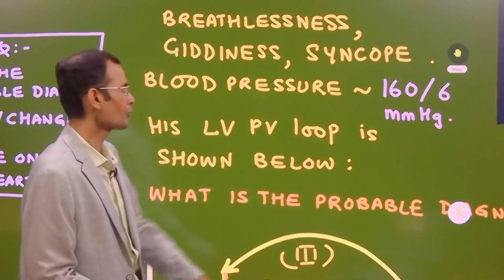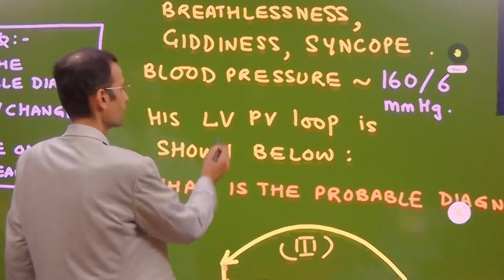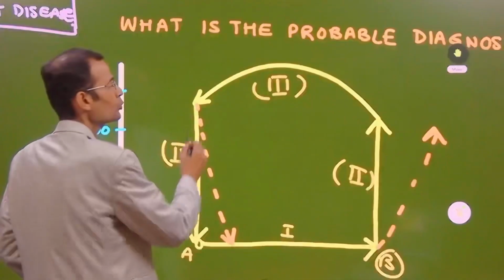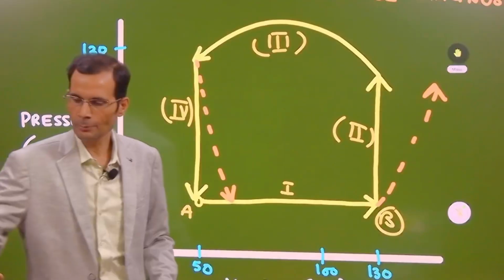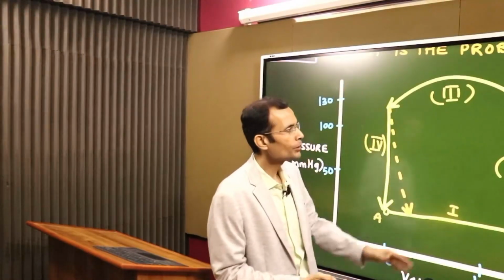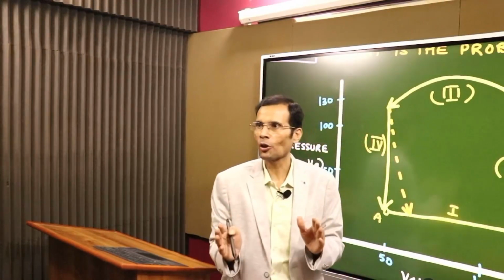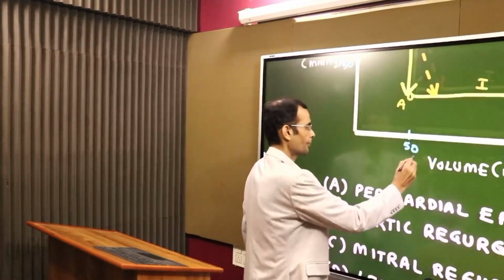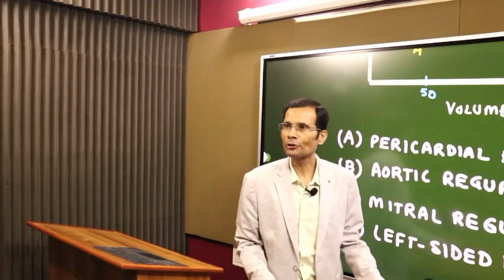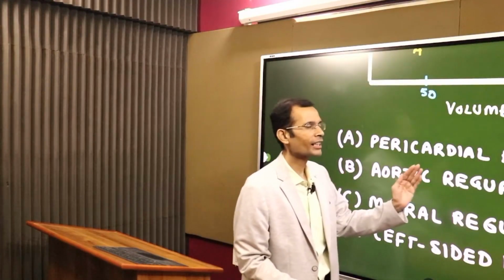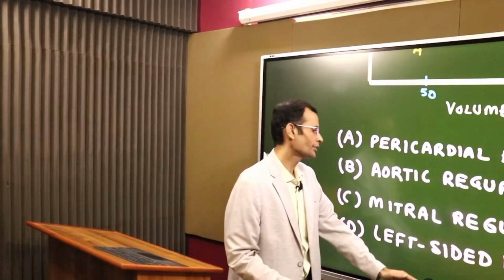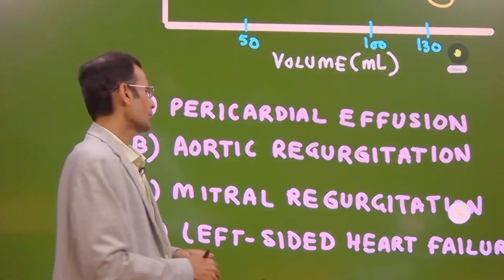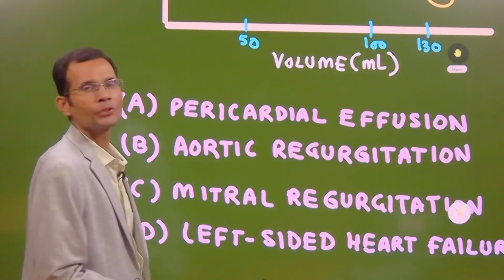His left ventricular pressure volume loop is shown below. And then the question is, what is the probable diagnosis? That's the MCQ. This is the loop shown here. And as you can see, the normal loop and the deviation from the normal has been shown here. The options are pericardial effusion, or aortic regurgitation, or mitral regurgitation, or left-sided heart failure. So these were the options given. You want to answer that?